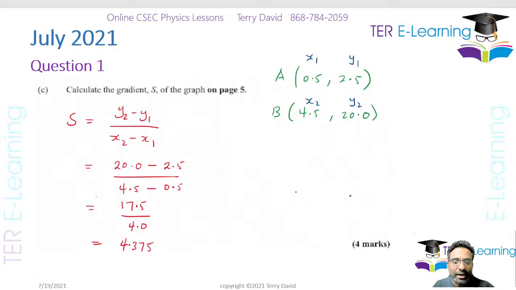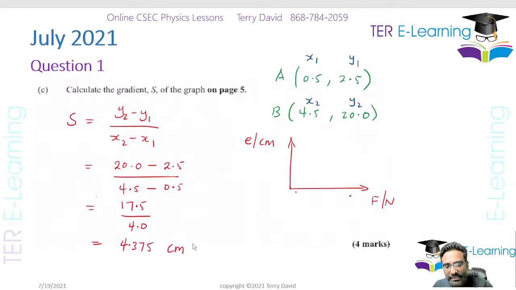If you look at the graph itself, what you plotted, this was force, and this was in newtons. This was extension, and this was in centimeters. Now, my unit in this particular case is going to be centimeters Newton to the minus 1. So that's my unit here. That's 4 marks for working out the gradient.